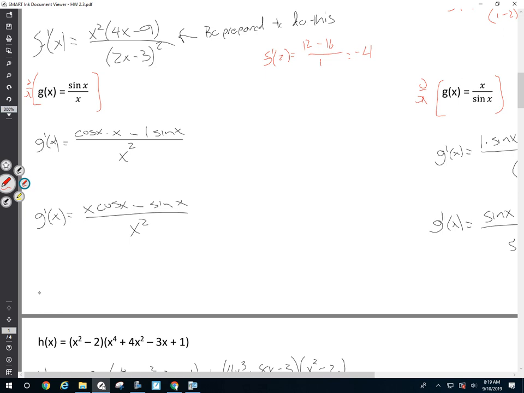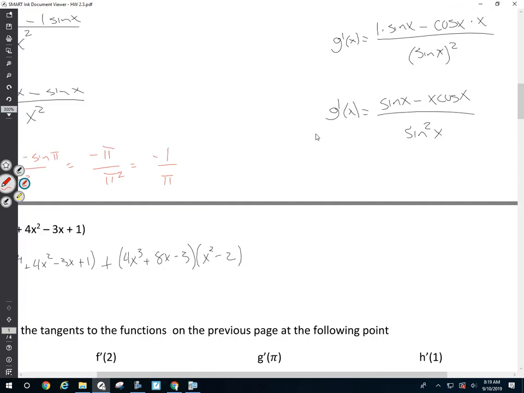G prime of pi. All right, G prime of pi. Pi cos pi minus sine pi over pi squared. Cos pi is negative 1. Sine of pi is 0. So negative 1 times this pi is negative pi over pi squared. That'll simplify to be negative 1 over pi. One of the pi's will cancel with one of the pi's. Cool. So that's the tangent slope of G.